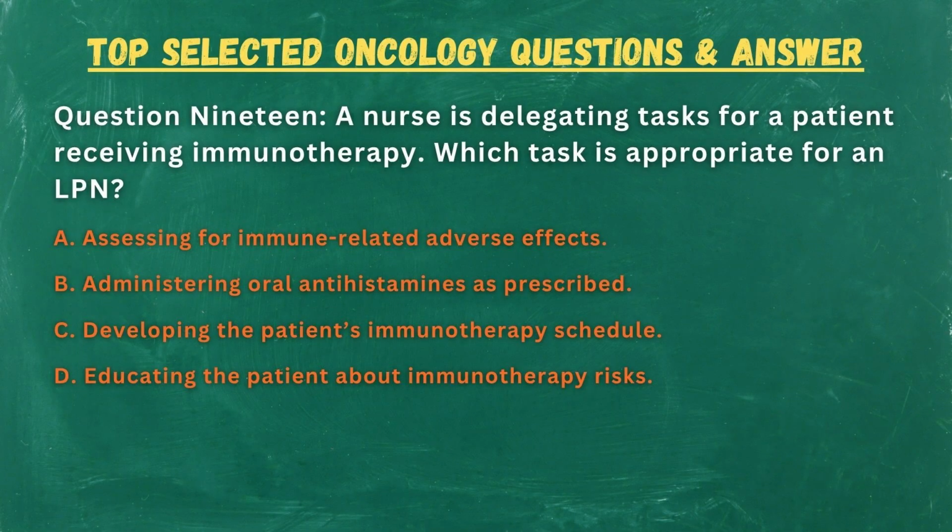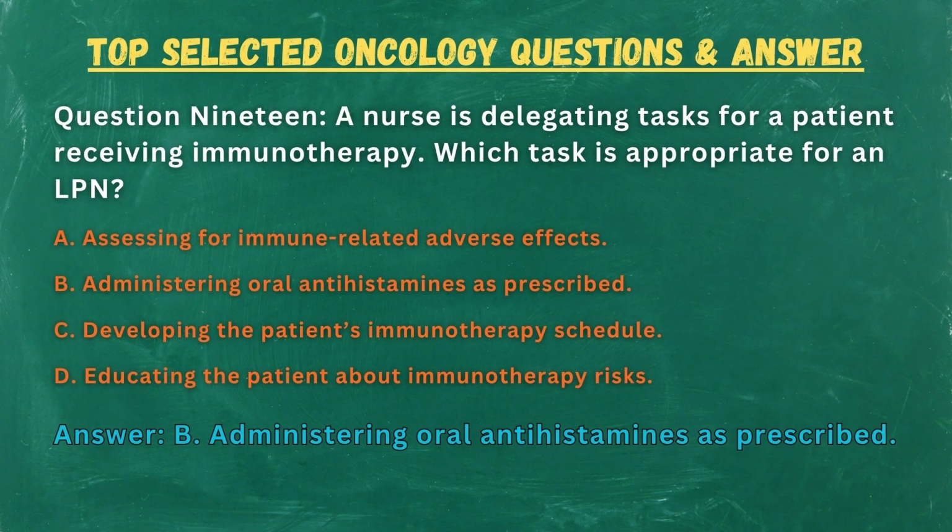Question 19. A nurse is delegating tasks for a patient receiving immunotherapy. Which task is appropriate for an LPN? A. Assessing for immune-related adverse effects. B. Administering oral antihistamines as prescribed. C. Developing the patient's immunotherapy schedule. D. Educating the patient about immunotherapy risks.